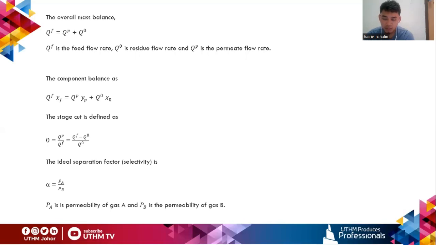The stage cut is defined as theta equals QP over QF, equals QF minus Q0 over QF. The ideal separation factor, or selectivity, is alpha equals PA over PB. PA is the permeability of gas A and PB is the permeability of gas B.